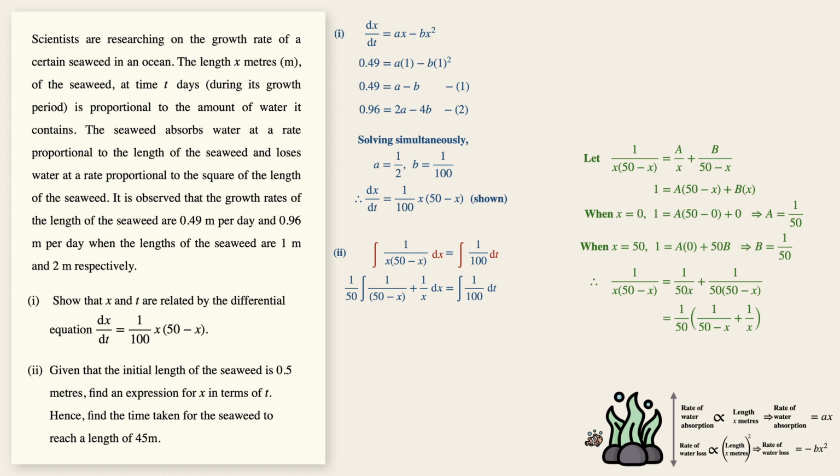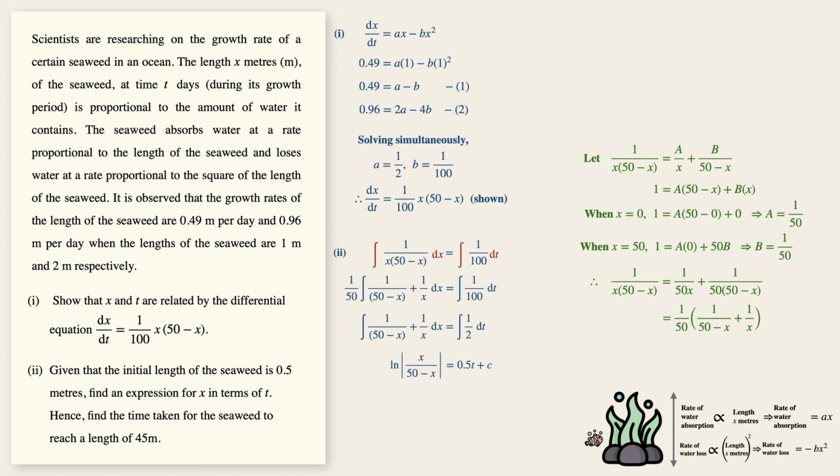over 100 dt. Now let's bring all the constants to the right hand side of the equation, and doing so we will have this expression over here where the right hand side is to integrate half with respect to t. Now as we integrate these terms on the left hand side, we will have ln, remember to put a modulus, x over 50 minus x, and this is equal to 0.5t plus c, where c is an arbitrary constant because this is an indefinite integral.